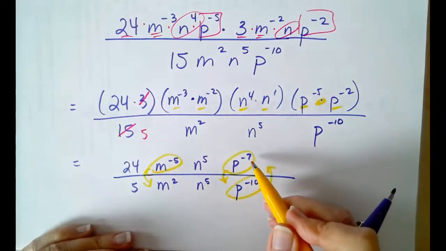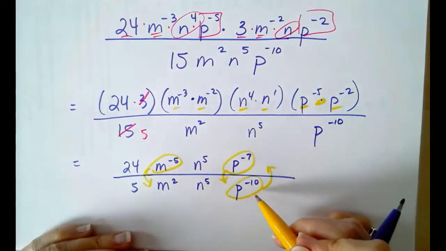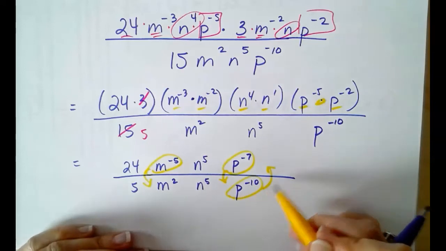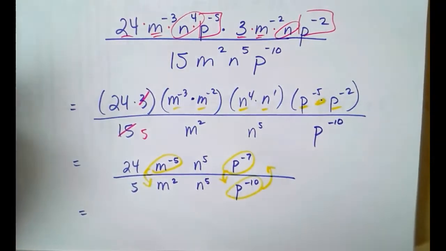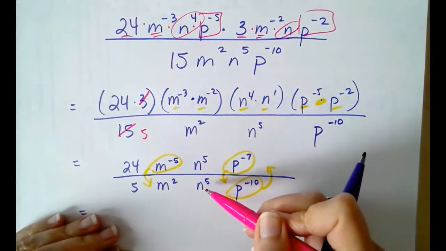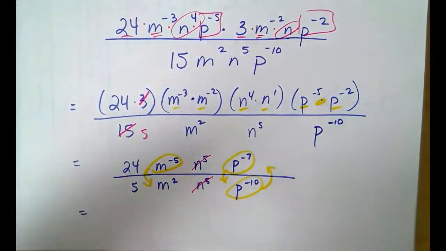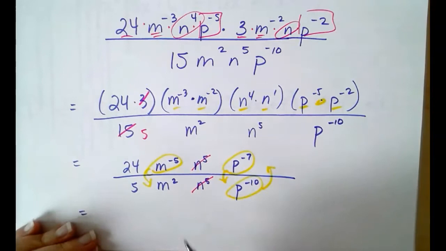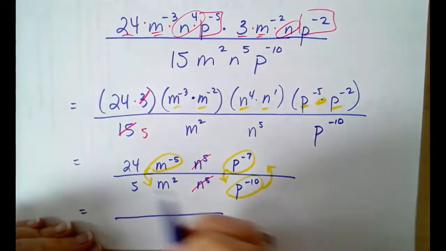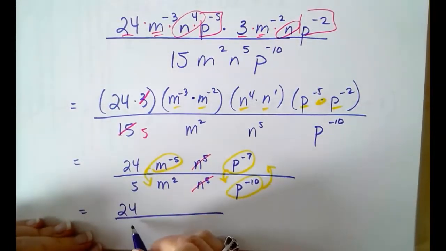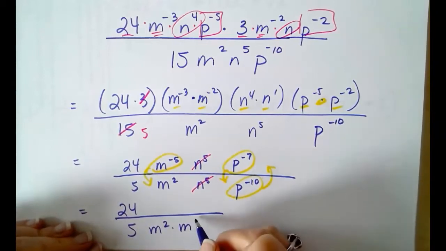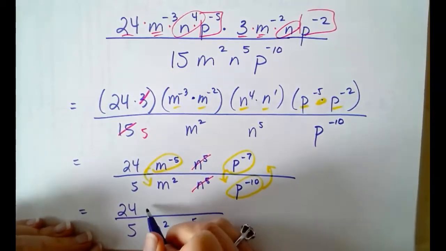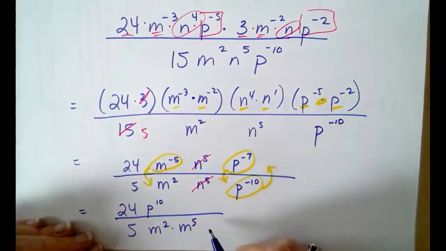This p to the negative 7th goes to the bottom. This p to the negative 10th goes to the top. Also, n to the 5th over n to the 5th cancels completely. They're gone. 5 minus 5 is 0. So finally here we're getting 24 over 5 m squared times m to the 5th, and then we have p to the 10th on the top and p to the 7th on the bottom.